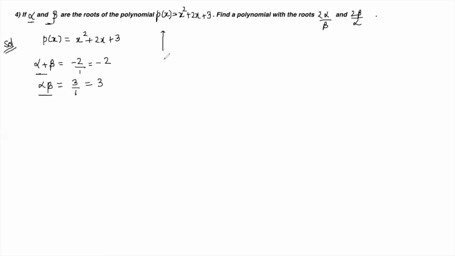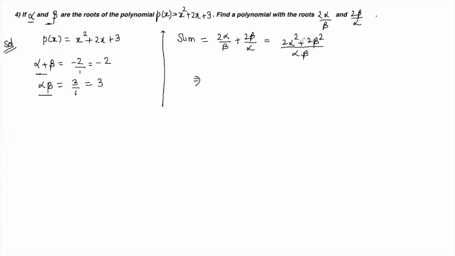Now we need to find a polynomial, right? We need to find the equation of a polynomial whose roots are given to us as 2 alpha upon beta and 2 beta upon alpha. So what we can do is we can find the sum of the roots here. What would be the sum? 2 alpha upon beta plus 2 beta upon alpha. So let us evaluate it first, right? I'll take the LCM alpha beta, so it would become 2 alpha square plus 2 beta square.